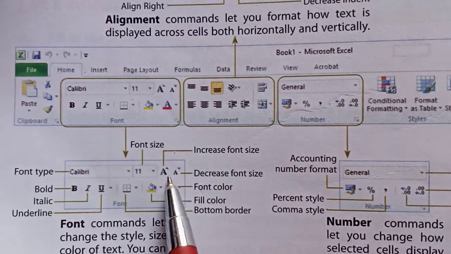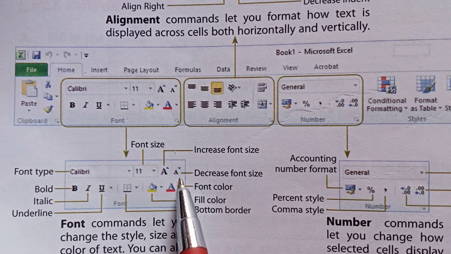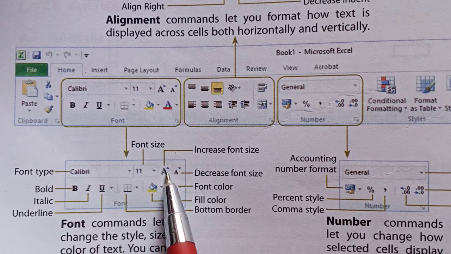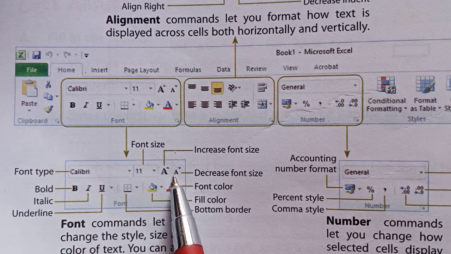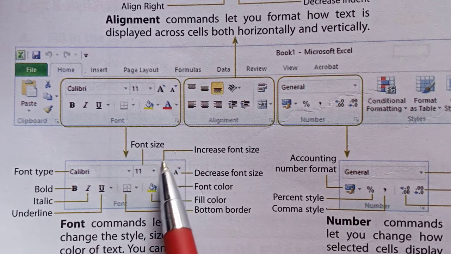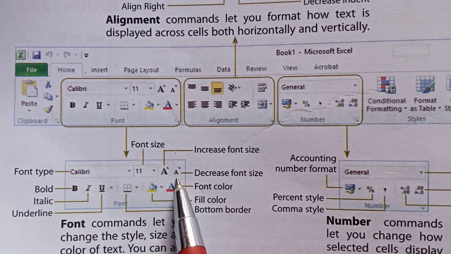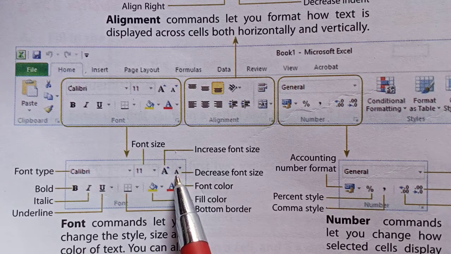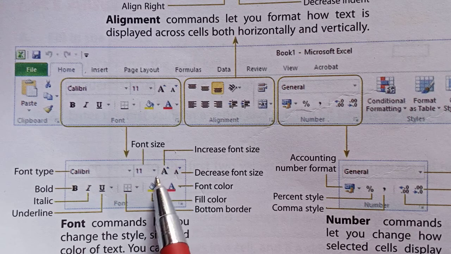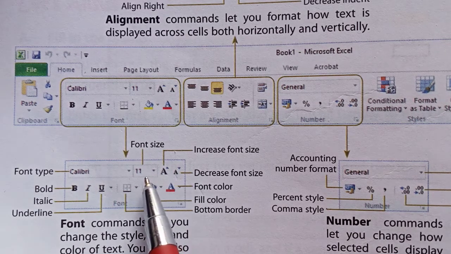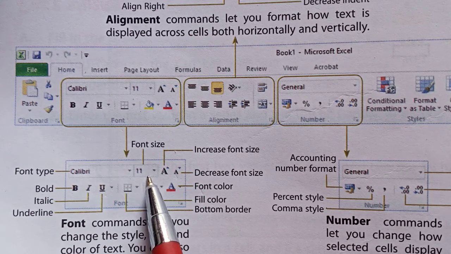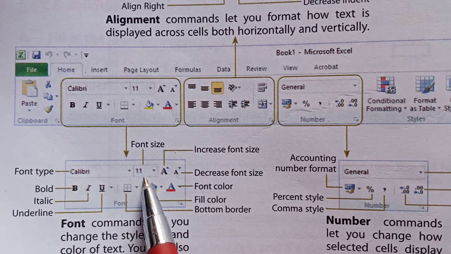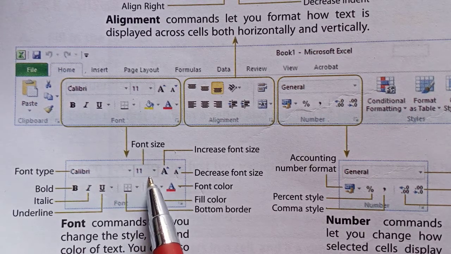Then we have these two buttons for increasing and decreasing the font size. This is for increasing the font size. This is for decreasing the font size. What we are doing here is changing the size step by step, point by point. If you wish to increase or decrease the size, you will use these two buttons. But if you want to adjust the size of the font in one go, we will make use of this font size option.